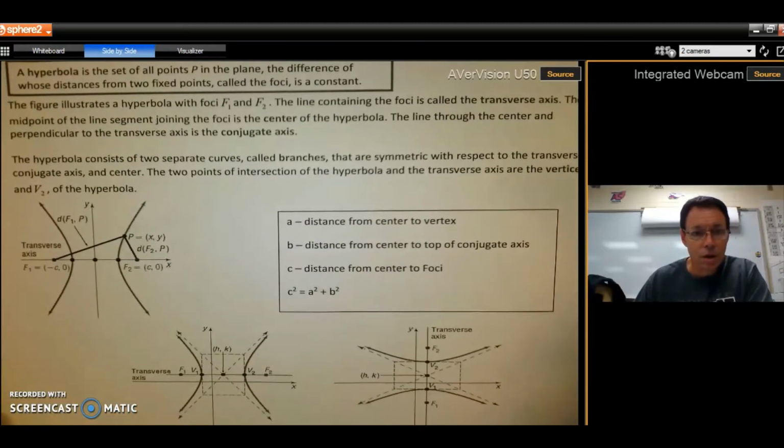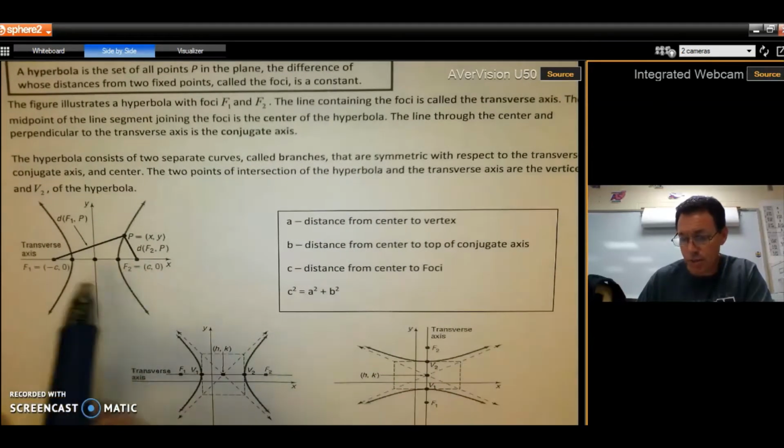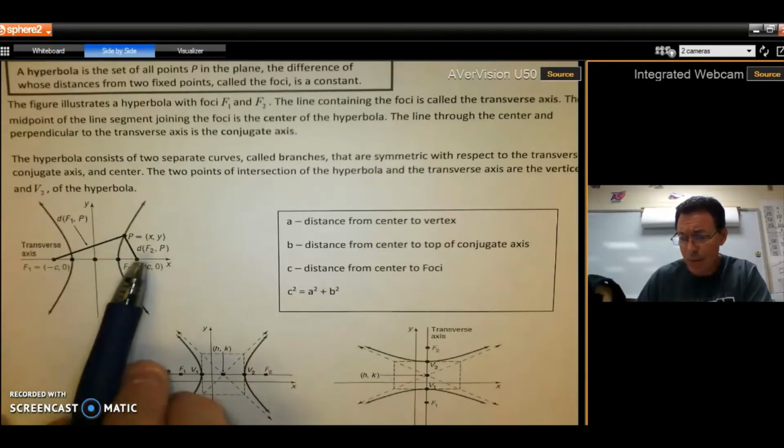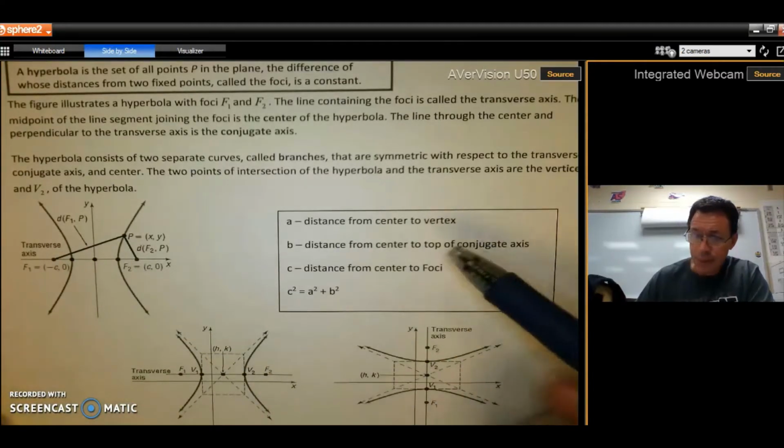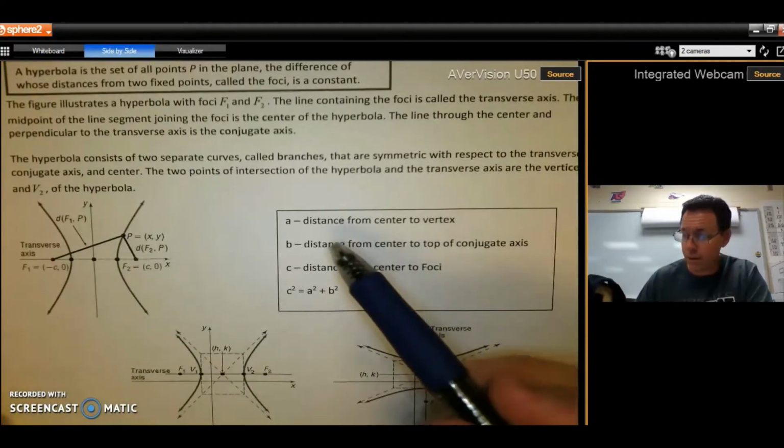One of our main goals today is going to be to graph this. So we're going to find the center, we're going to find these vertices, and we're also going to find these foci, these focal points.